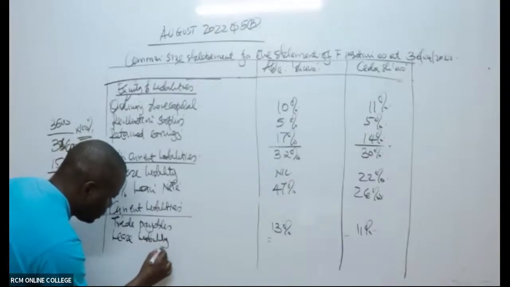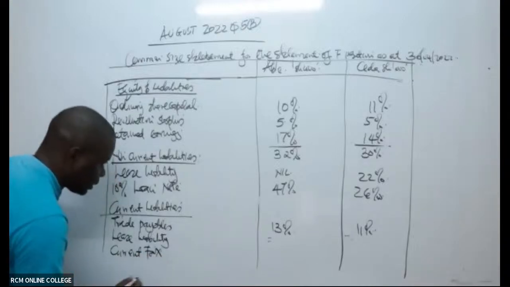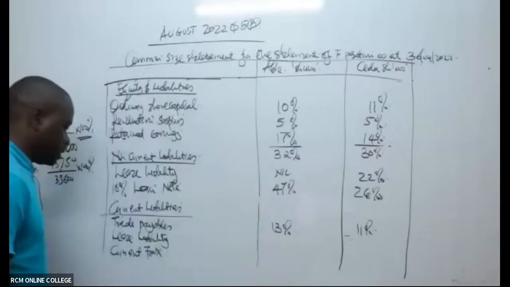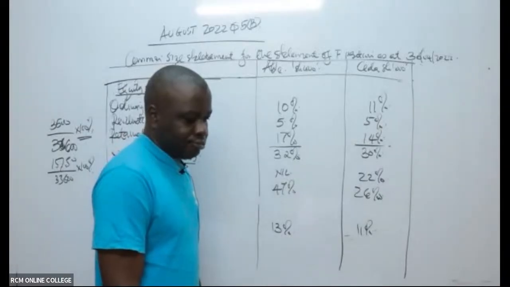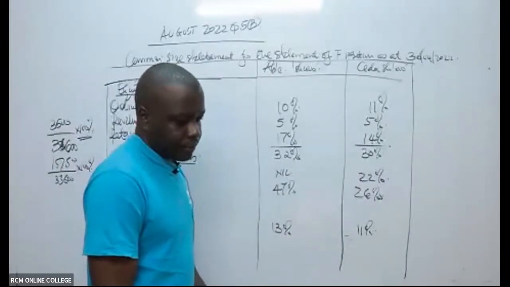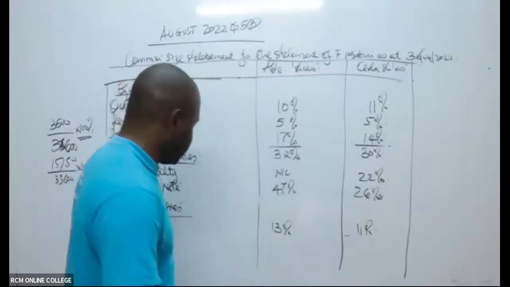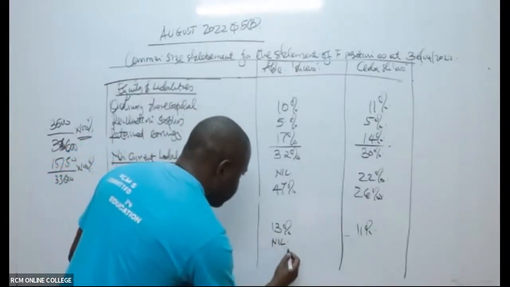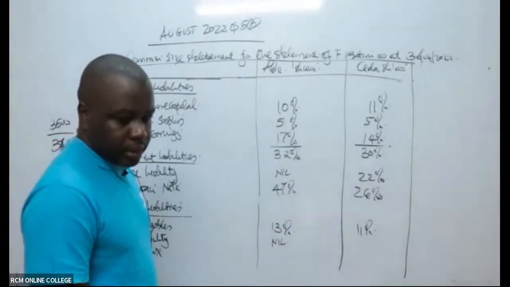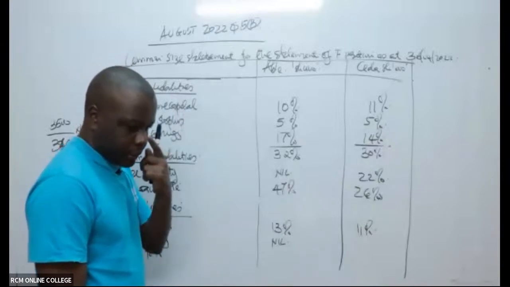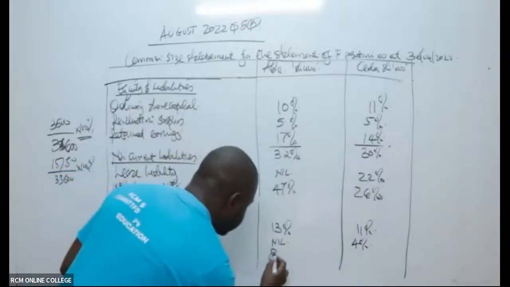Lease liability. Then, of course, you have current tax, the tax in the current year. It is not deferred tax, but it's the tax in the current year. So the lease liability is what percent? The first one is nil because there's no figure there. The other side is 3.7%. So this one is 4%. Then we have, in this case, current tax 8%.